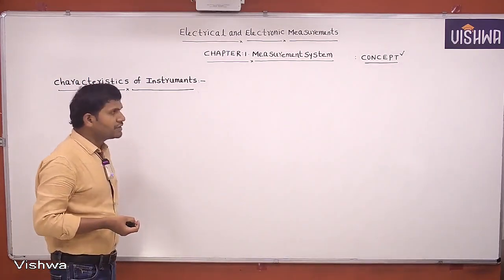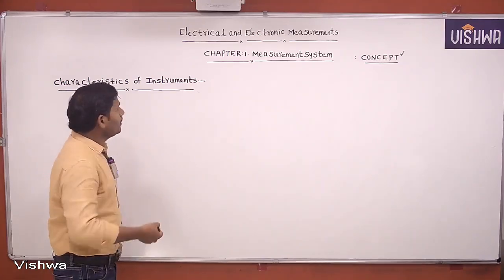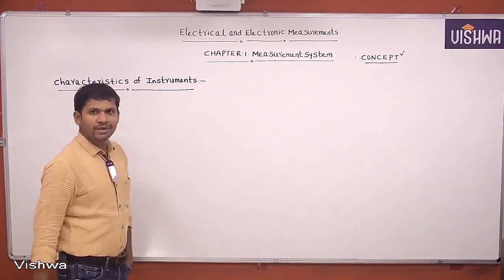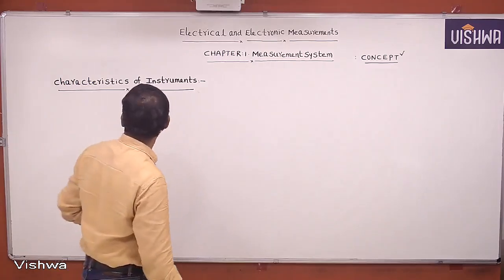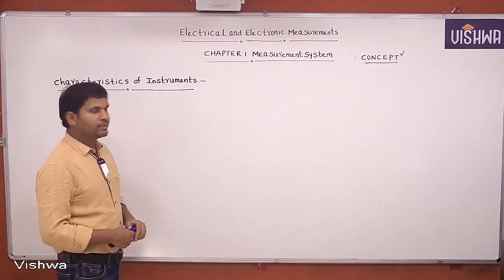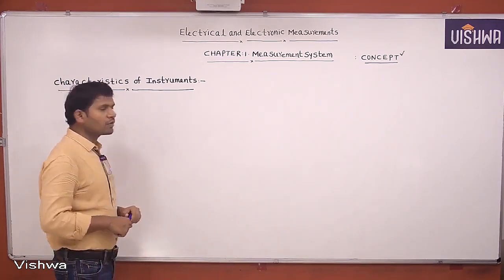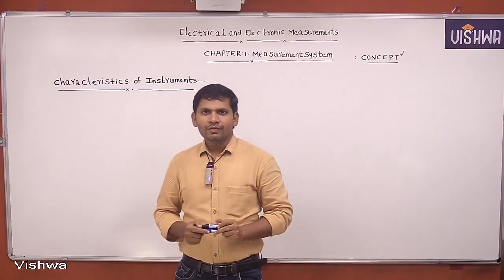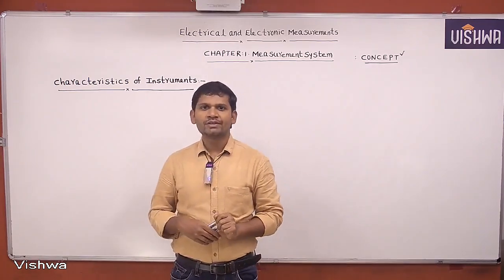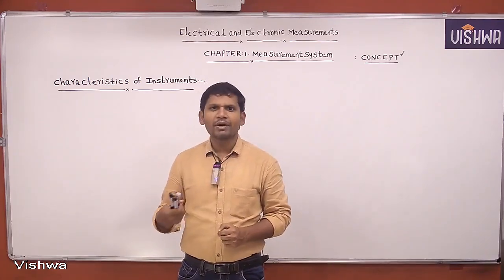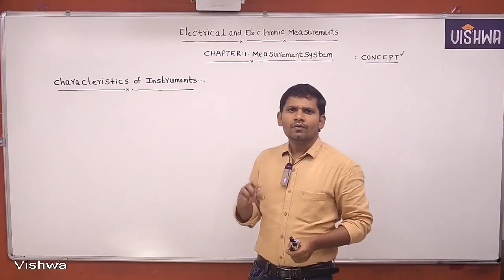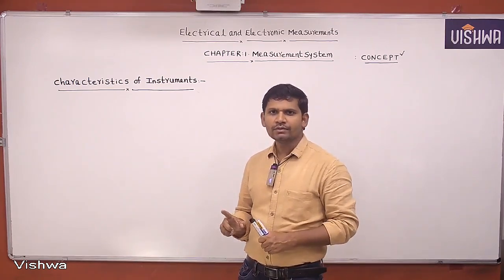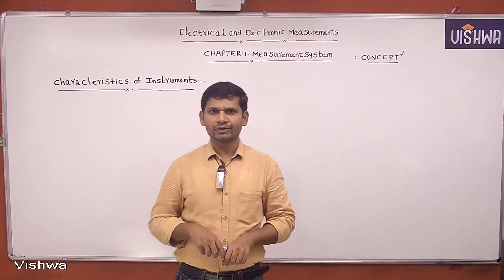Continuation of chapter 1, that is measurement system. In the last session I discussed one concept in measurement system, that is types of instruments. Now we'll see another concept with respect to measurement system, characteristics of instrument. I told that the need of knowing the characteristics of instruments is to select an instrument for a particular application. First you know the characteristics of instrument, and by knowing them only can we select an instrument for a particular application.